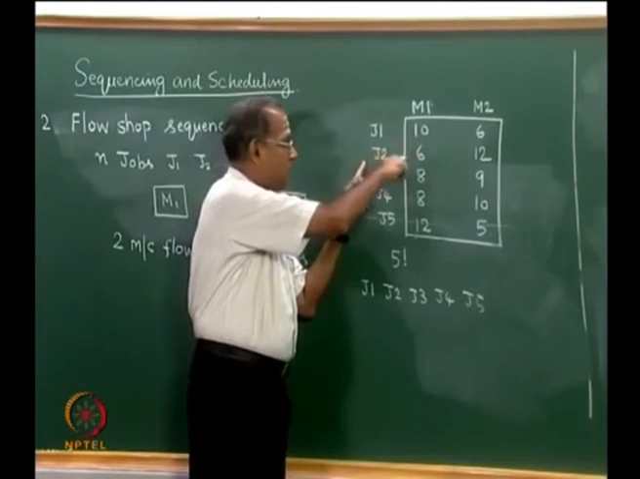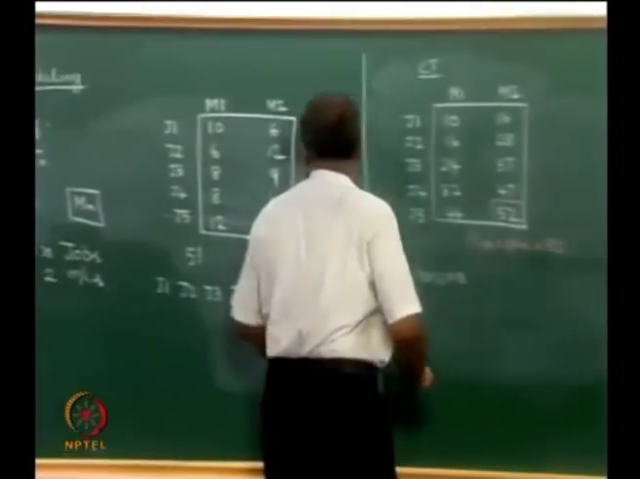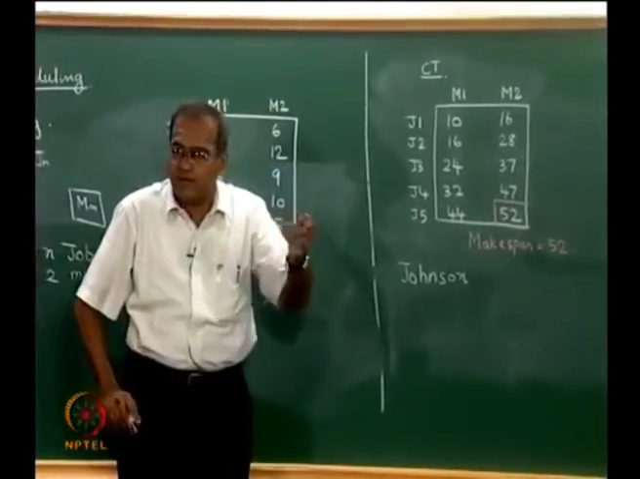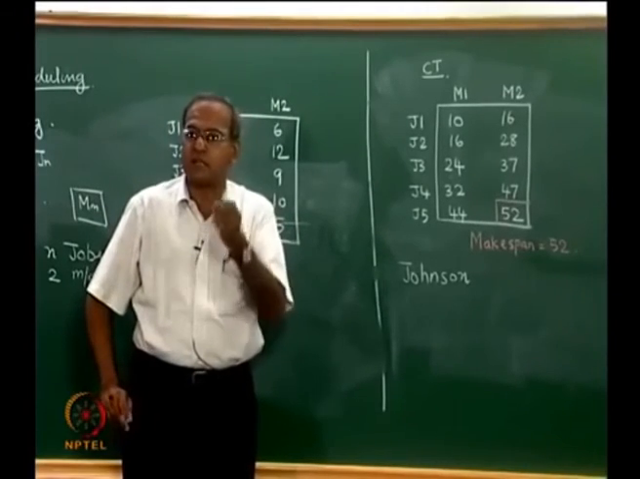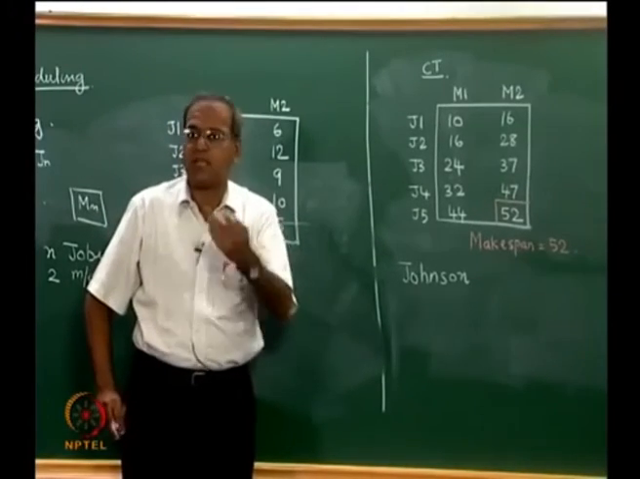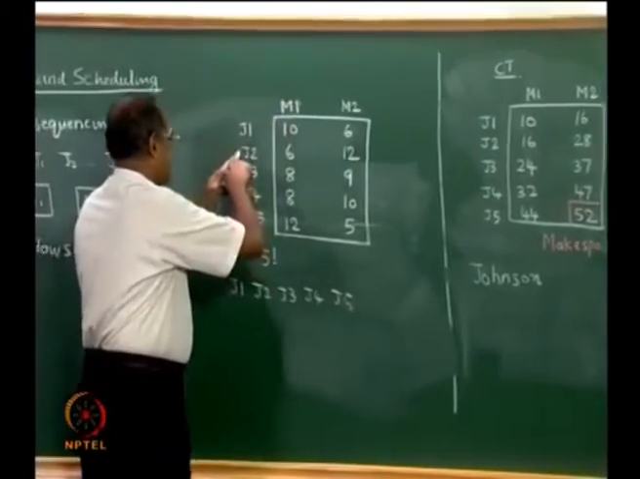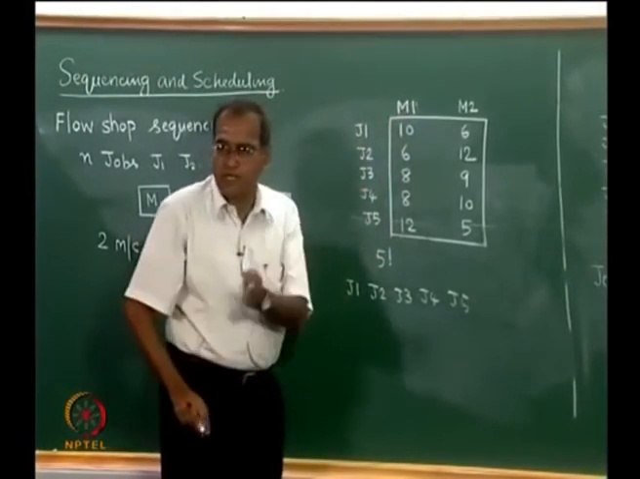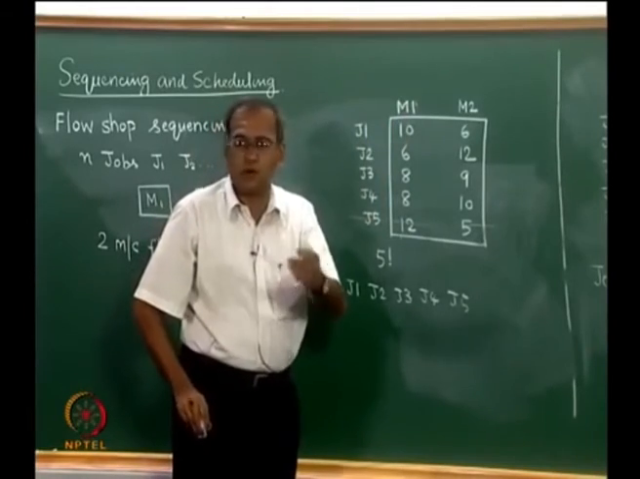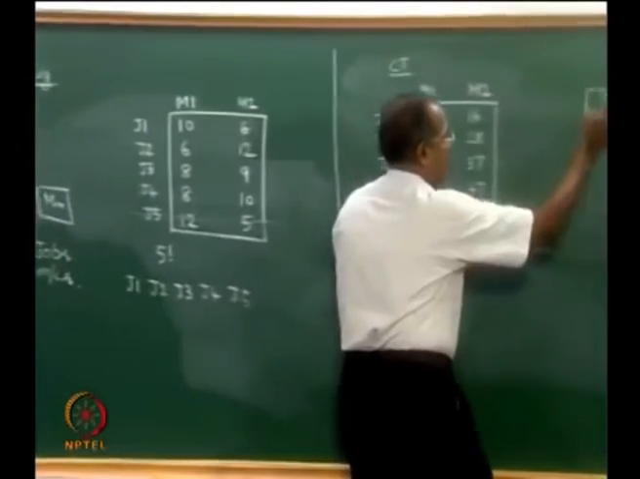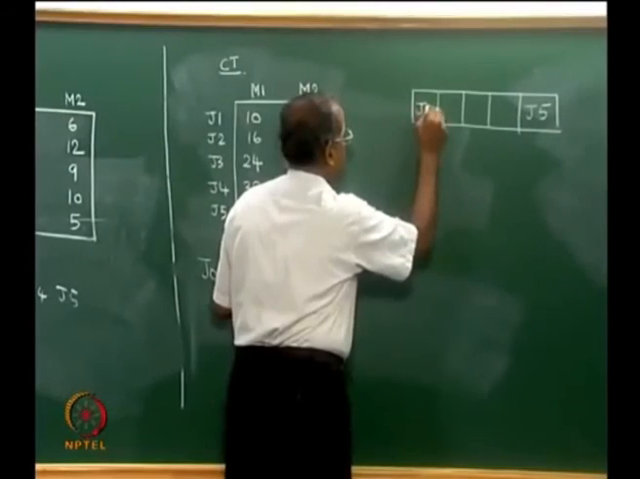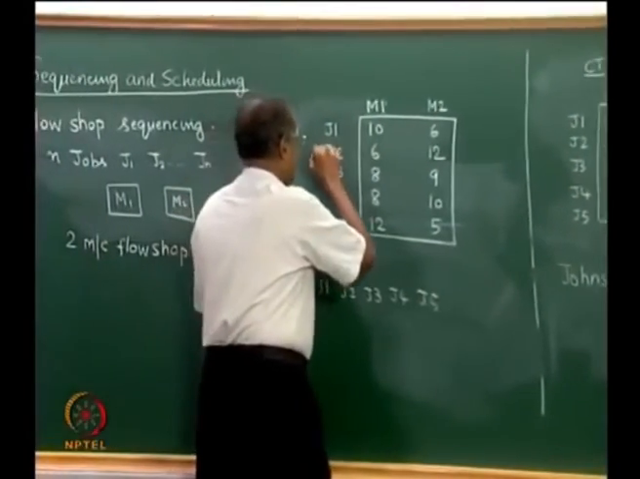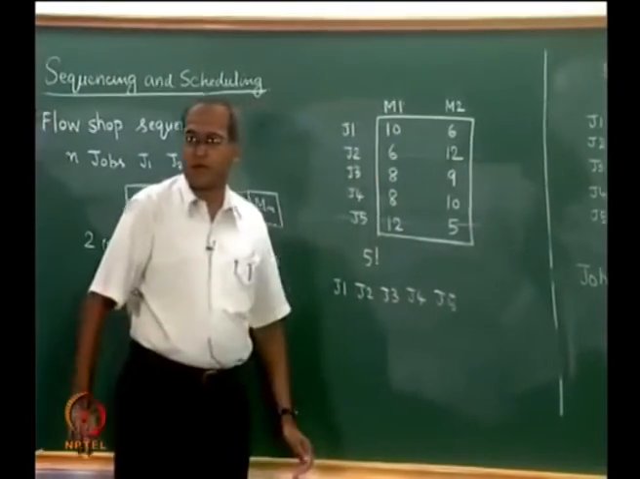So, J2 on M1 means, since it is on M1, the rule says come from the left and take the first available position from the left. So, from the left take the first available position and put J2. Now, remove J2 from the table temporarily.